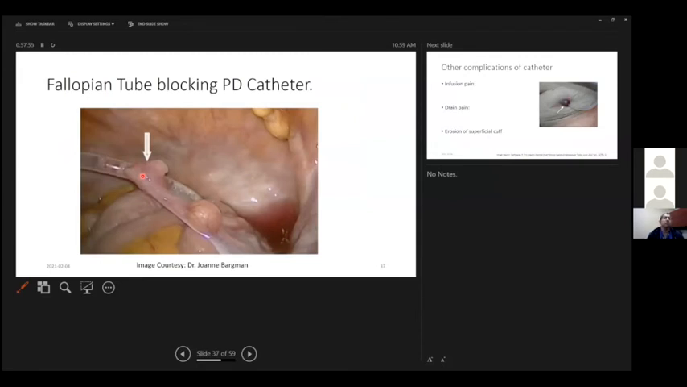Think of it, it's either a fallopian tube or omentum. So fallopian tube or omentum comes up immediately. One day they're fine, the next day it goes out. So that's the diagnosis: fallopian tube or omentum.